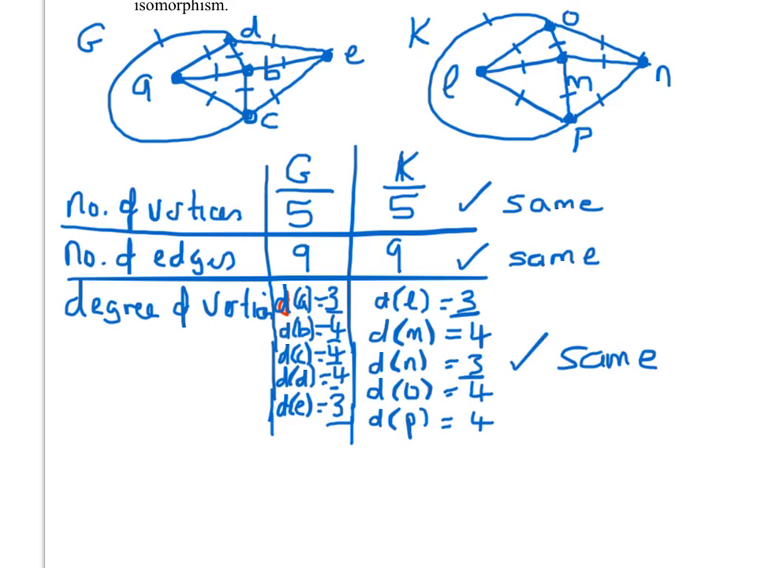Now, if these 3 things happen to be the same, then there's a good chance, but not necessarily, that the 2 graphs are isomorphic. But once I've done that, what I'm going to do is set about seeing, is there an isomorphism, and if there is, then what is it?